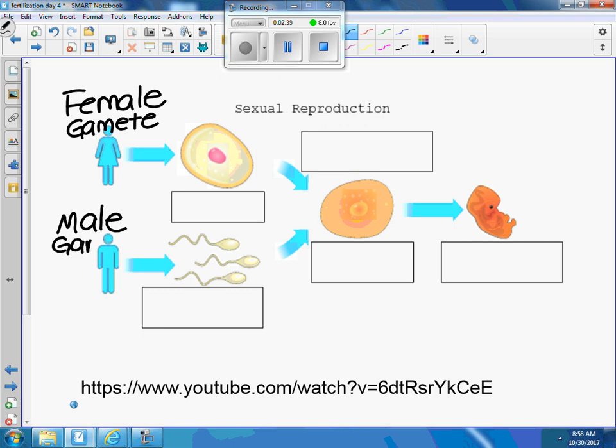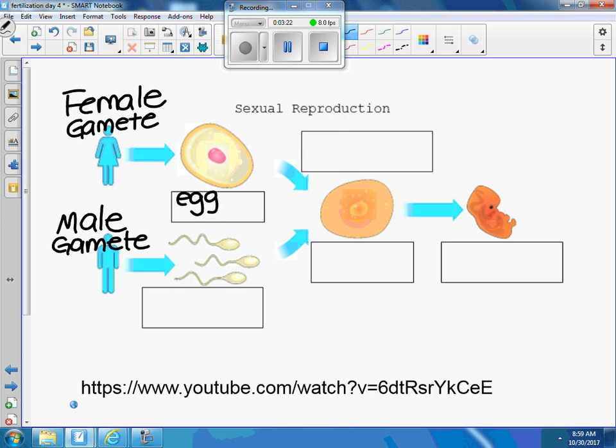This is how we describe the cell that the male holds and the cell that the female holds. The female has a special cell, and it's bigger than the male cell. This houses all the nutrients that it needs to grow and develop. This cell has a special name, and it's the same name as the plant has. What do we call this cell for the female? It's an egg.